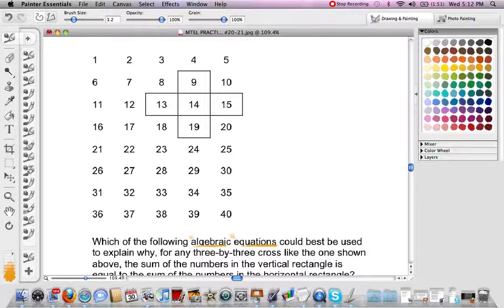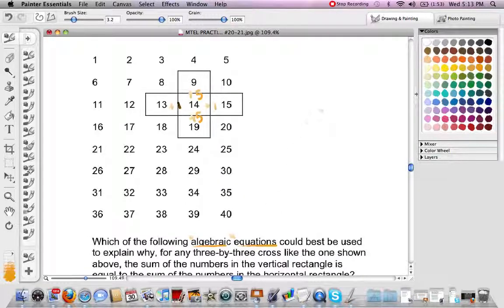13, 14, 15. I see they're going up by 1 here and going up by 1 here. Okay. 9, 14, and 19. I see this row here is going up by 5. I'm thinking that algebra involves patterns, and I'm seeing patterns in this problem.